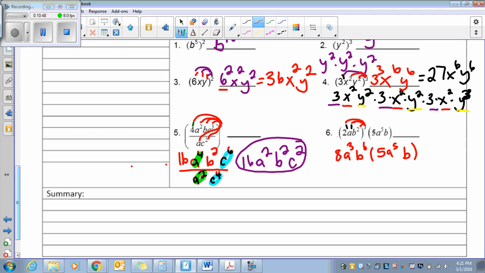And now we can do the product of powers. So we have our coefficients we want to multiply. So we have 8 times 5, which gives us 40. So we're left with 40. And then a to the third times a to the fifth would give us a to the eighth. And b to the sixth, and don't forget, remember, this is a power of 1, so that's b to the first, which leaves us with b to the seventh. So our final answer would be 40, a to the eighth, b to the seventh.